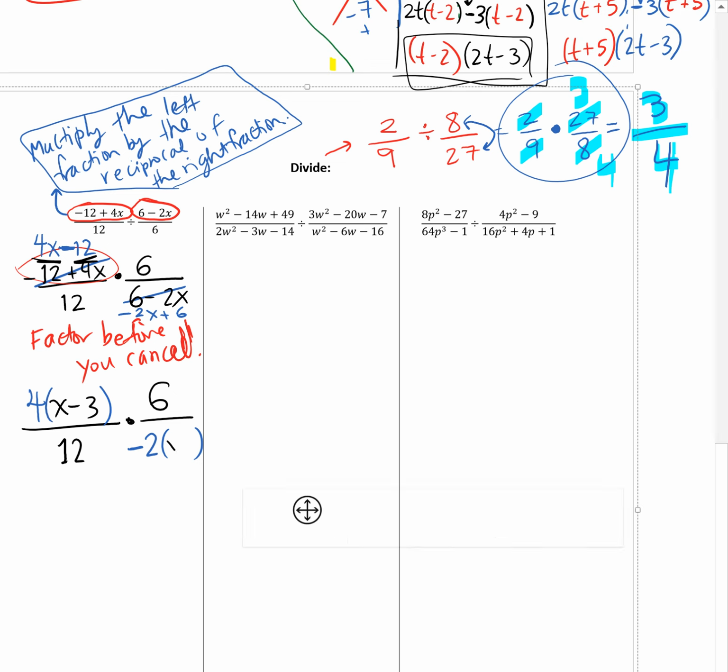Negative 2 times x would be negative 2x. Negative 2 times what is positive 6? It'd have to be negative 3. And notice, if I hadn't factored the negative out as well as the 2, these factors wouldn't be the same, x plus 3, x plus 3.